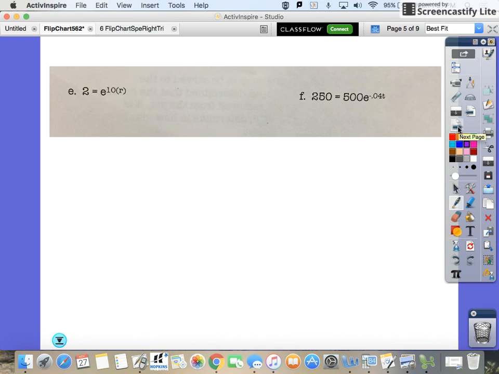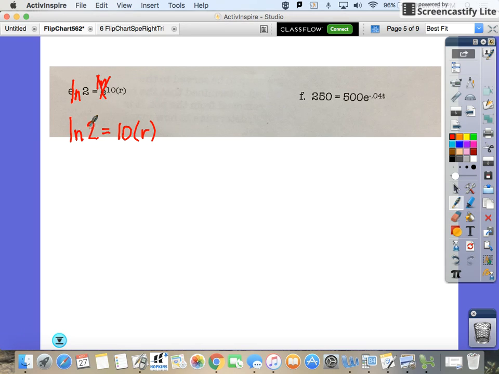These next two examples look a little bit different because we have the variable in the exponent. So for this one, we have the base e, which means we need to natural log both sides, but do a little extra work. Again, we want to get rid of this e, and the inverse of it is to natural log both sides. So we end up with the natural log of 2 equals 10 times r, okay?